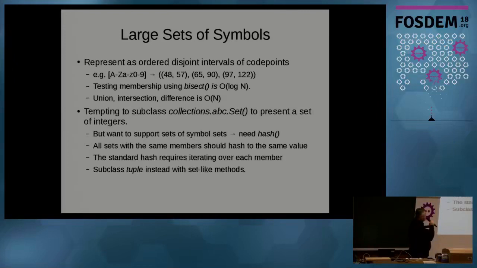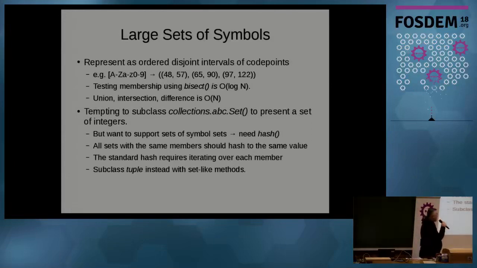It's really tempting to subclass the collections ABC Set, which is standard in Python 3, to pretend you've got a set of integers. But as it turns out, that's a really bad idea. And it all comes down to hash. We need to put our sets into sets of sets, which means we need hash. If you remember, in that previous algorithm, we had sets of states.